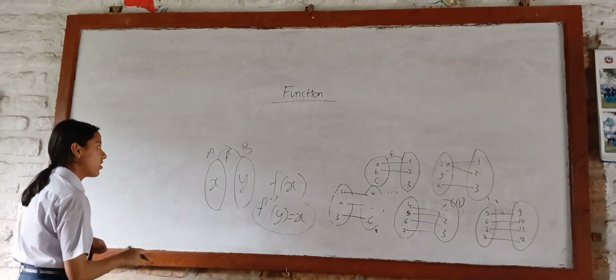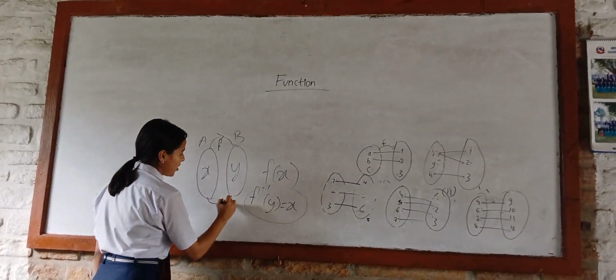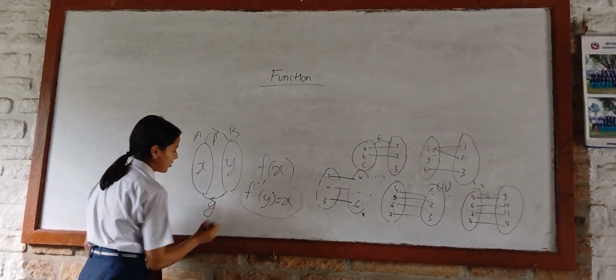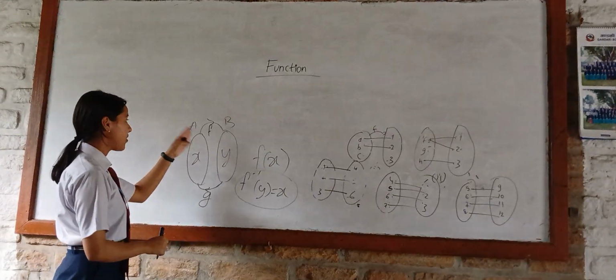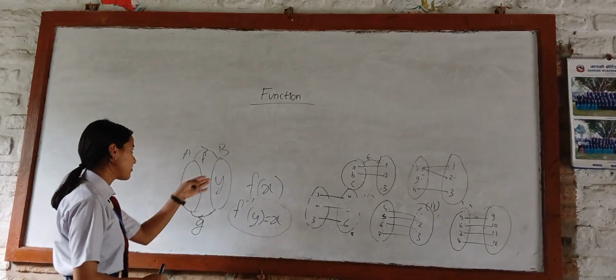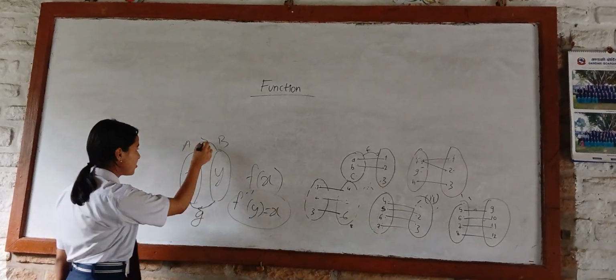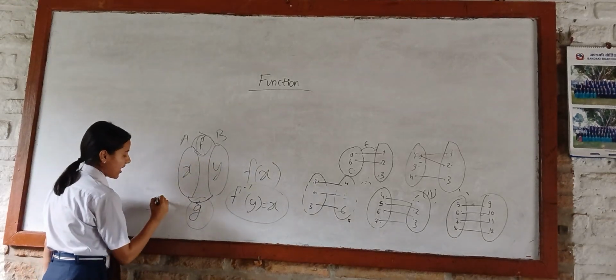And also for inverse function we have to draw one function here denoted by g. To be noted, f is the function from set A to set B, and g is the function from set B to set A. So f and g are in inverse relation, and it can be denoted as f inverse equals g.